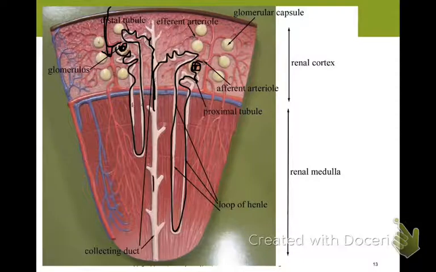All of the collecting ducts then will feed into the renal pelvis, which then goes to the ureter, which leads to the bladder. When the bladder becomes full, it stretches, and there are stretch receptors in the bladder, and that's how you get the signal that it's time to urinate.